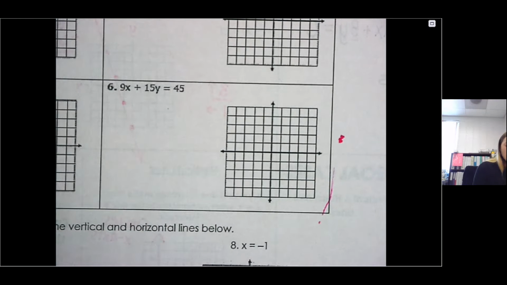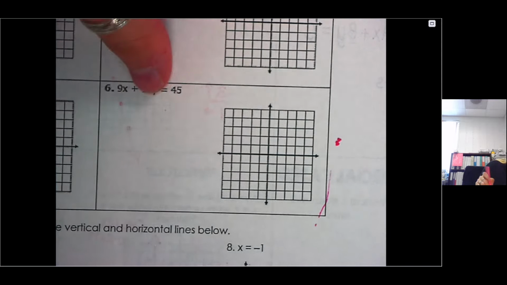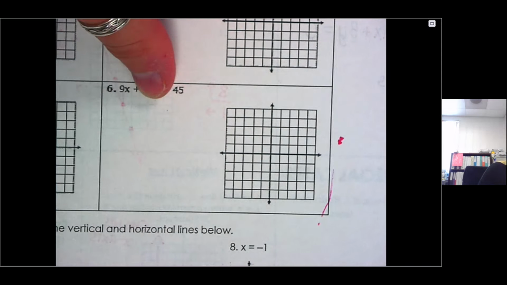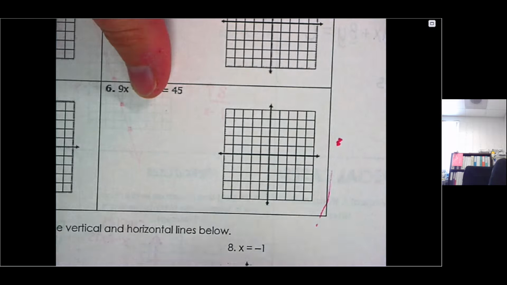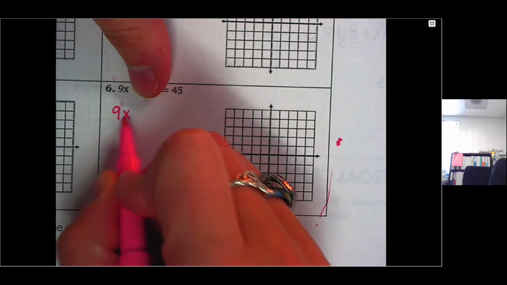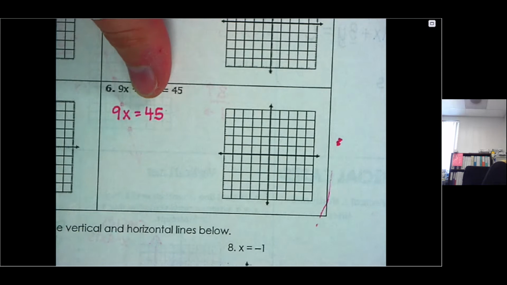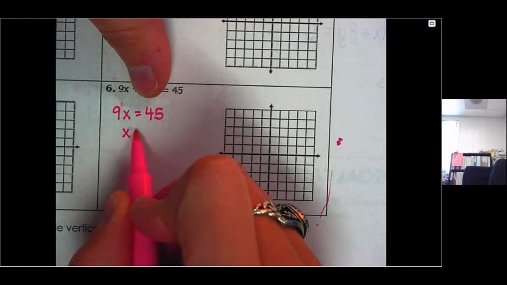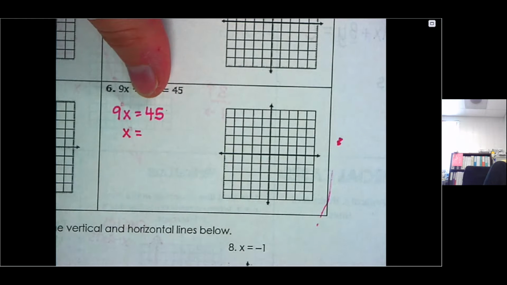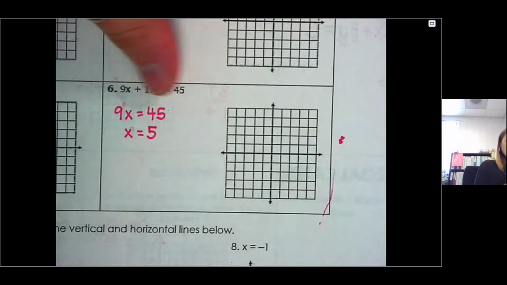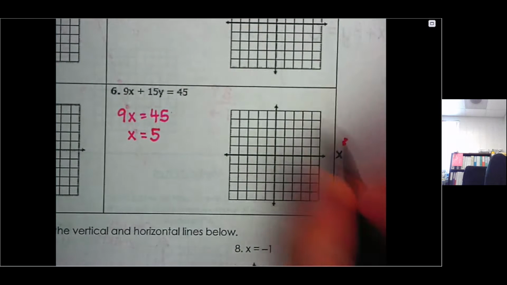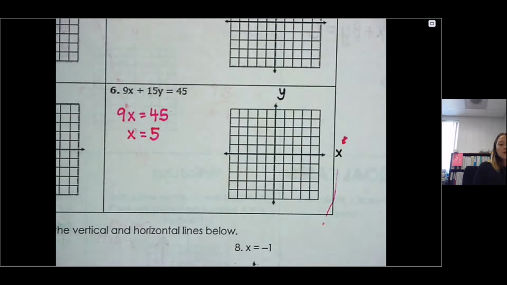Okay, so let's cover up the y. What's your equation for the x? 9x. 9x equals 45. Still write down the equation. Okay, get into the habit. What does your x value have to be? What? 9 times what gives you 45? 5. Good. So your x value is 5. Which way do I go if your x value is 5? Up 5. To the right 5.